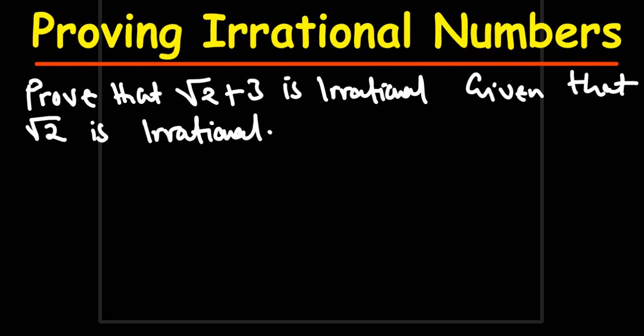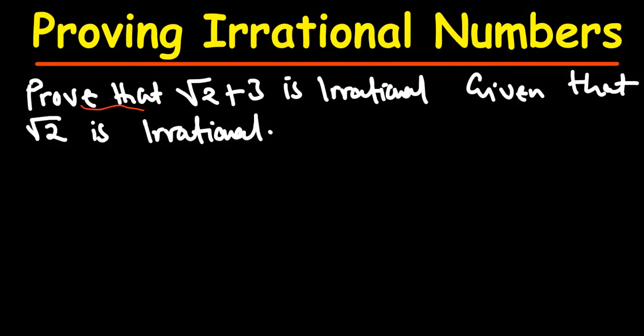Okay, so in this video we are going to answer this question about proving that a given number is irrational. The question states, prove that the root of 2 plus 3 is irrational given that the root of 2 is irrational. So how are we going to prove this? We are going to prove by contradiction.